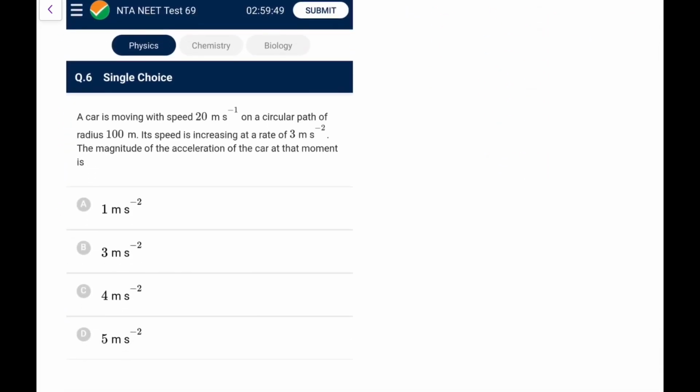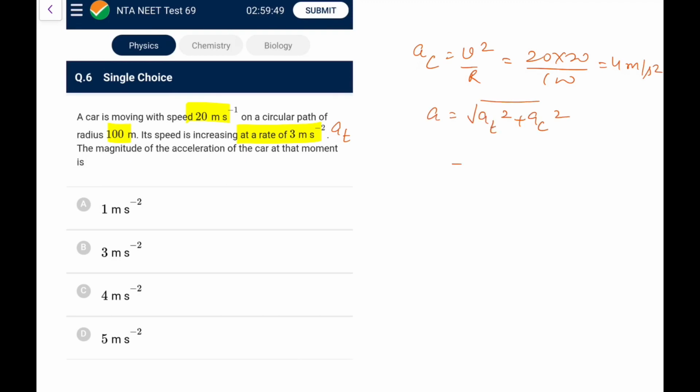Next one: a car goes with speed 20 on a circular path of 100 meter radius. Its speed increases at a rate of 3, that means this is a_t. The magnitude of acceleration at this moment: a_t is 3 and a_c would be v square by r, you all know, that is 20 into 20 upon 100, so it comes out as 4. So one is 3, one is 4, and a would be equal to the net acceleration because both are perpendicular. Root of a_t square plus a_c square, that would be 3 square plus 4 square, that is 5 meter per second square for sure. So go for option D. You can also find out the angle it makes with velocity or with the radius vector, those types of things can also be found out.